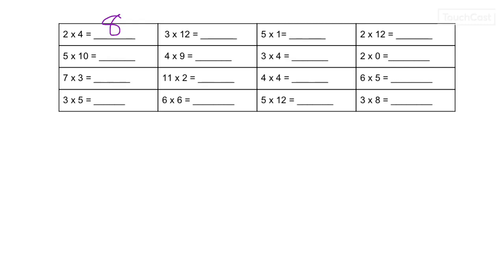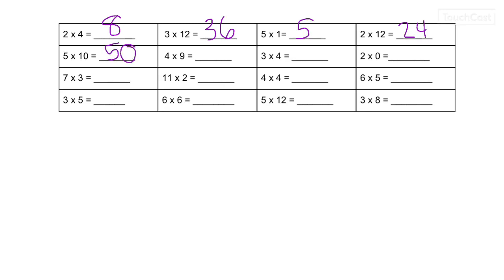3, 6, 9, 12, 15, 18, 21, 24, 27, 30, 33, and 36. Stop. 5 times 1, 5. 2 times 12, 2, 4, 6, 8, 10, 12, 14, 16, 18, 20, 22, 24. Stop. 5 times 10. You should know this, but we'll still roll our numbers. 5, 10, 15, 20, 25, 30, 35, 40, 45, 50.